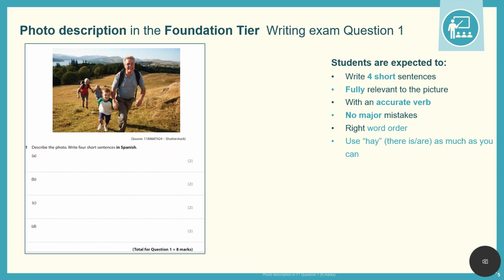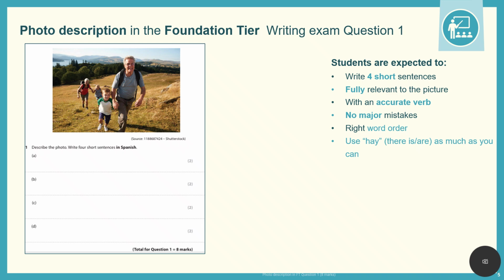What you're expected to do is to write 4 short sentences relevant to the picture, accurate, using an accurate verb. This is super important. As you can see, the 3rd bullet point on the right says with an accurate verb. So you must add a verb in your sentences.